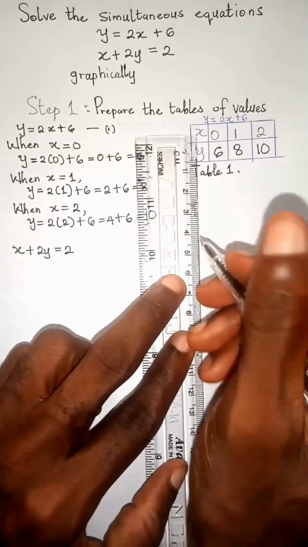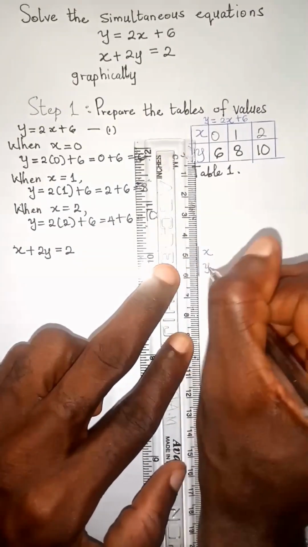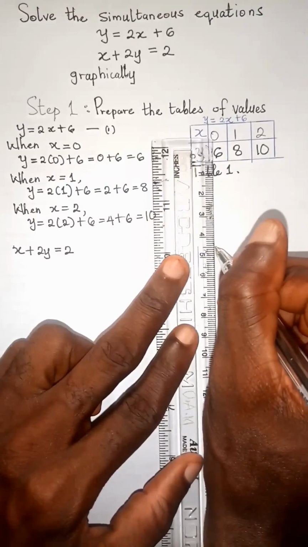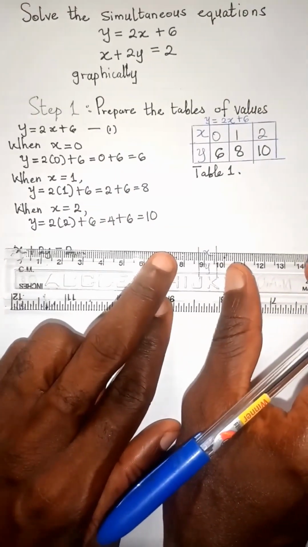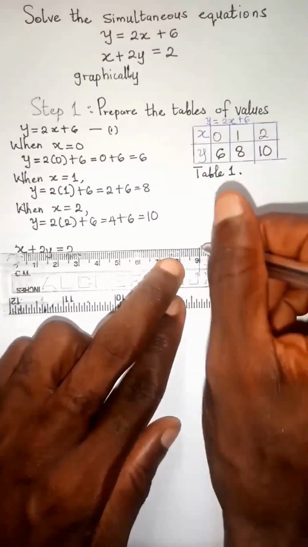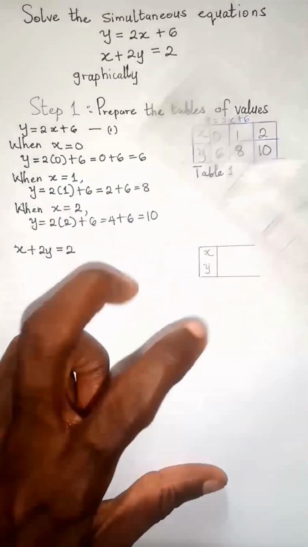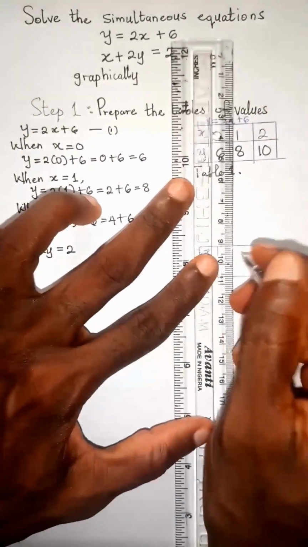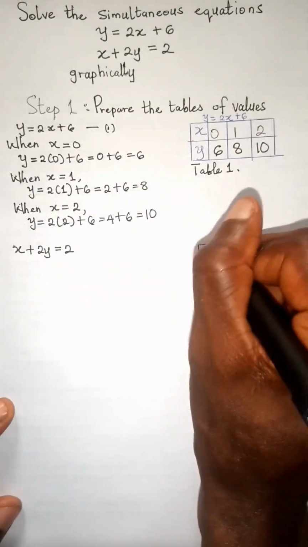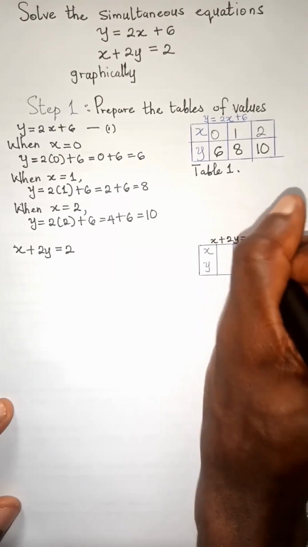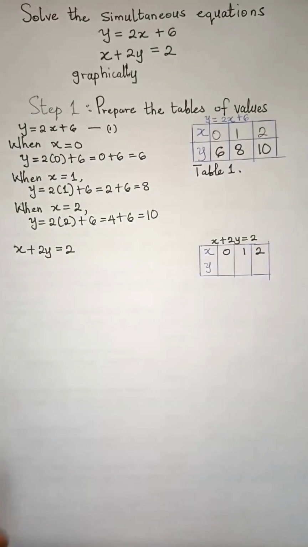Now the table, we may use the same values of x, the 0, 1, and 2, or we may choose different values. But to be on the safer side, it is good we make use of the same values, since we'll be drawing the equations on the same graph and using the same scale for both lines. That's why it's important that we use values that are not too far away from each other. So in this case, we're going to use 0, 1, and 2 as well. The equation is x plus 2y equals 2, and we are using 0, 1, and 2 as usual.